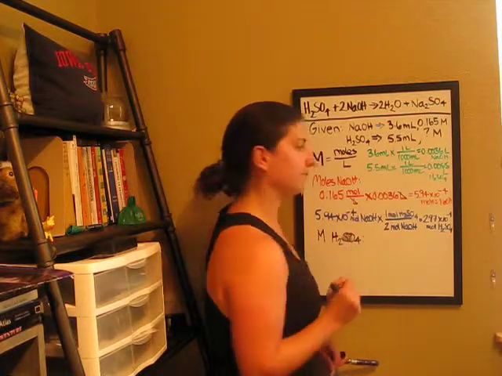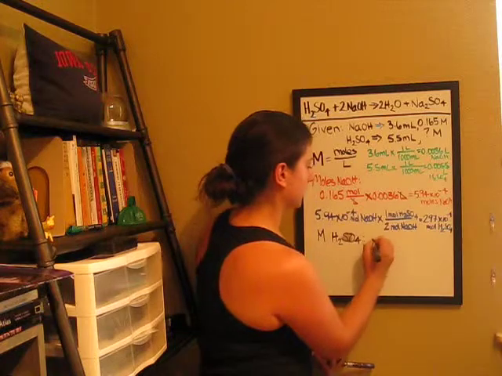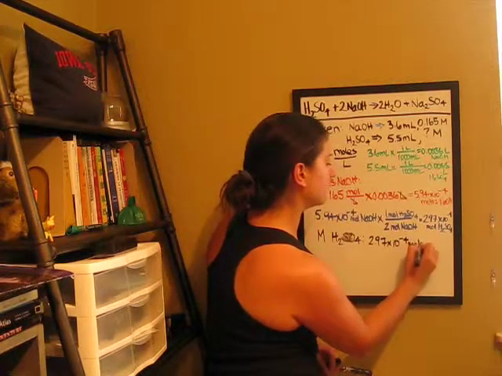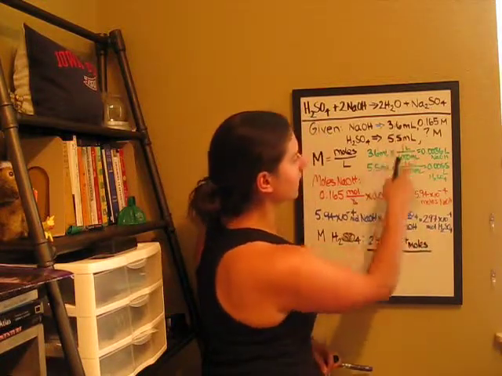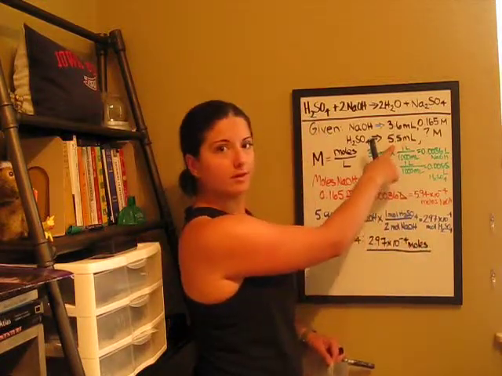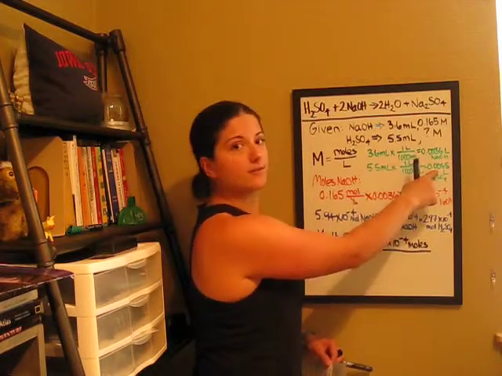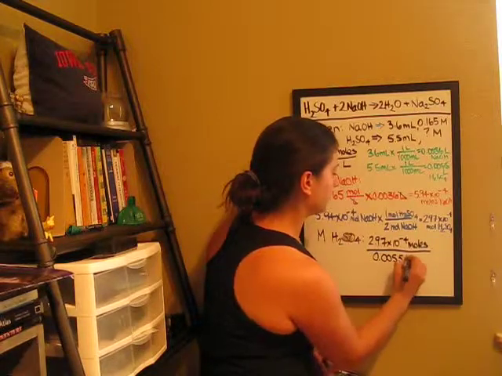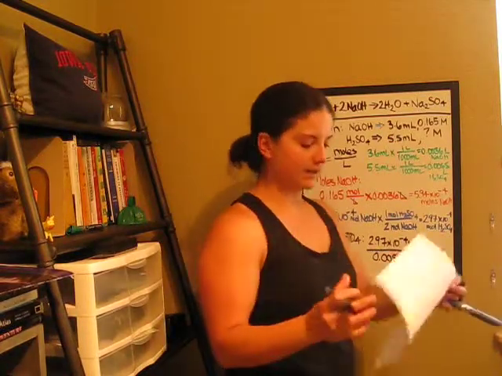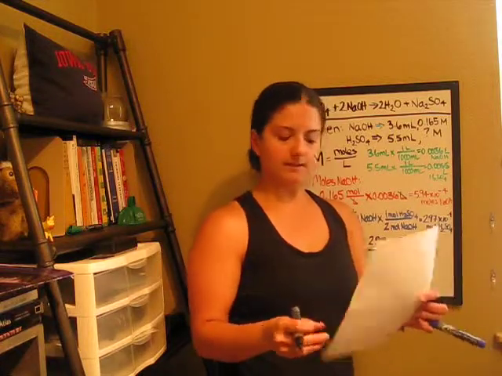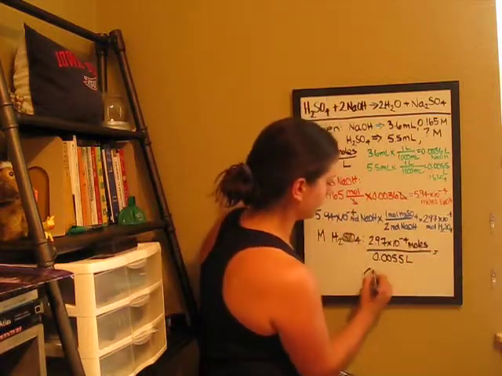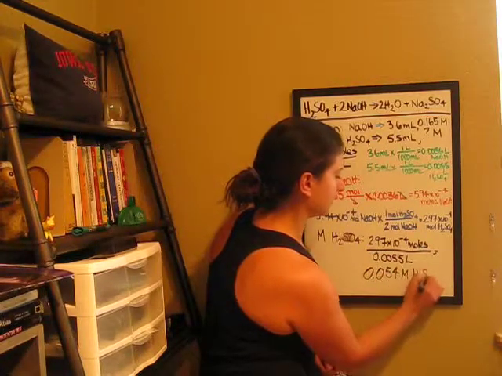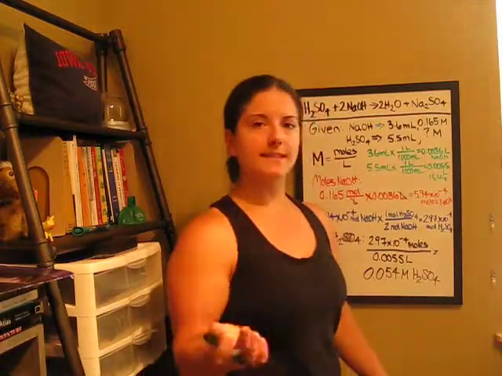That's moles per liter: 2.97 times 10 to the minus 4 moles per liter, because we can't just use the 5.5, which was in milliliters. We have to use this volume, divided by 0.0055 liters. If you do that on your calculator, you get 0.054 molar H2SO4. And that's exactly what we were looking for.